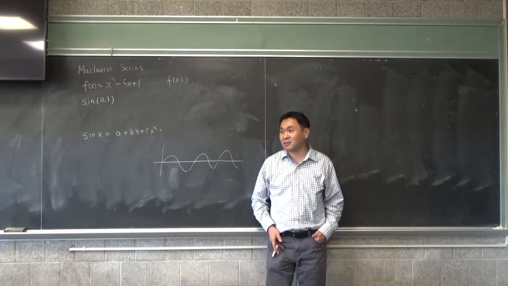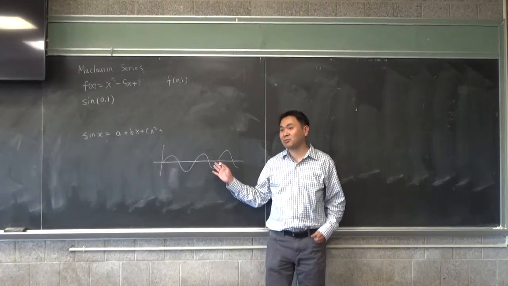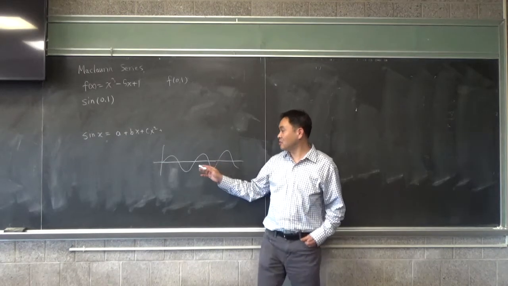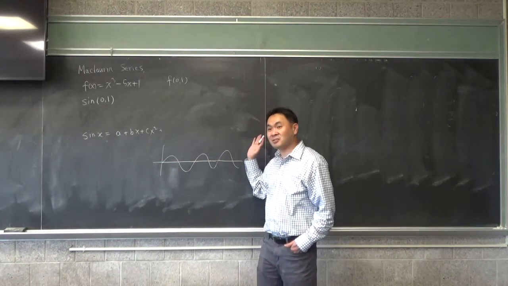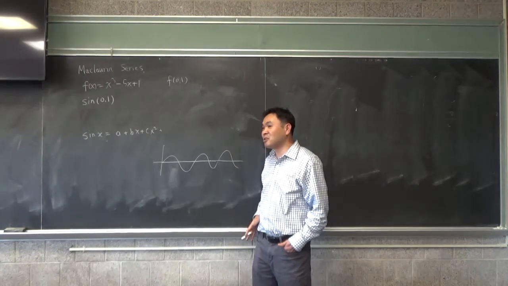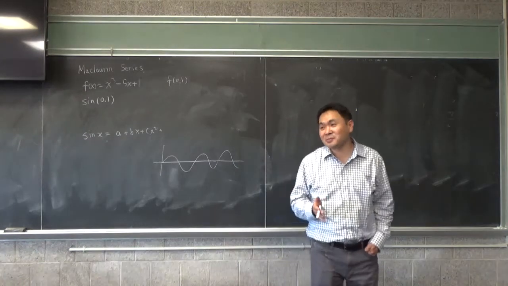N. Yeah. So look at the sine graph. What's wrong with this if you say this is a polynomial? It goes to infinity. It has how many zeros? Infinite zeros. So immediately you see that sine x cannot be a polynomial.